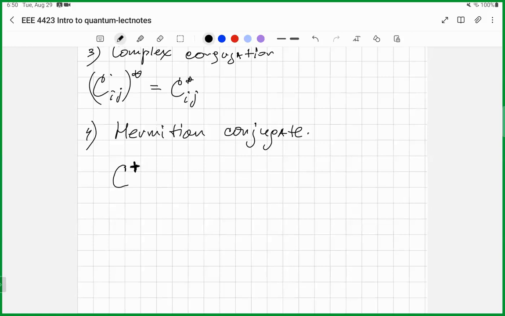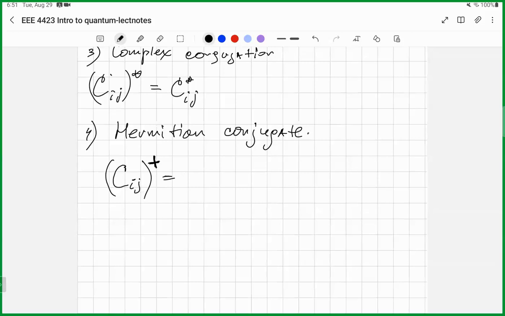It looks like a little plus, but when you read especially old books on quantum, this sign was like a small dagger. So that's why we call this C dagger. And if I do this Hermitian conjugation, I apply this dagger to the matrix.